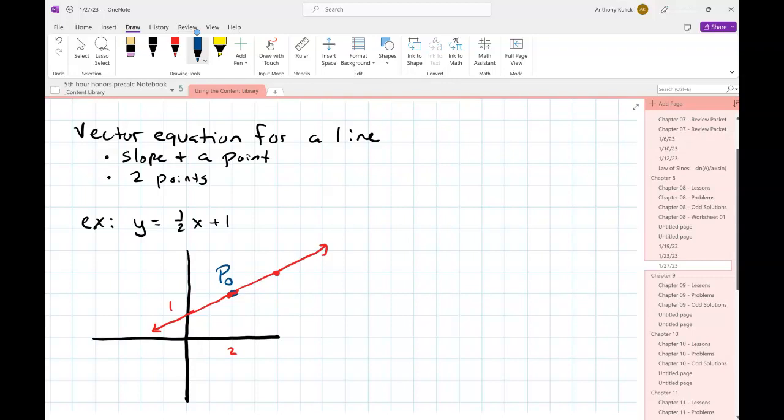But I'm just going to call that point P naught. And it could be any point. It doesn't have to be 2, 2. It's just going to make the calculation later convenient that I picked a point with round numbers to it.